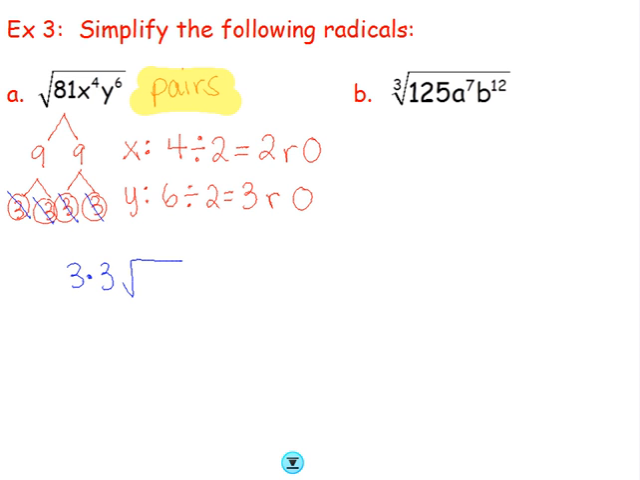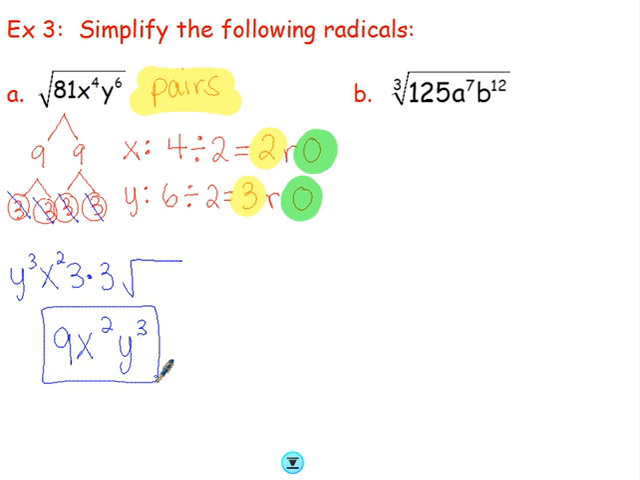So, this 2 and this 3 are important. The 2 means that we have x squared outside. The 3 means we have y to the 3rd outside. The remainders, since they are also important, the zeros tell you what is left inside. So there's 0 x's left inside, there are 0 y's left inside. In this problem, the radical is gone. So 3 times 3 is 9. X squared y to the 3rd is your final answer.